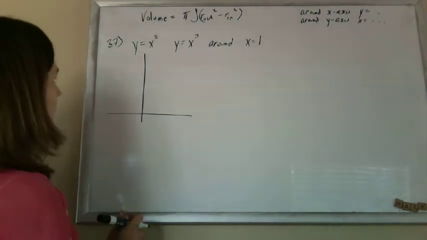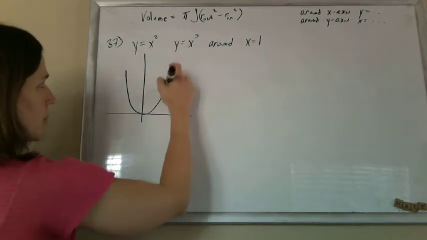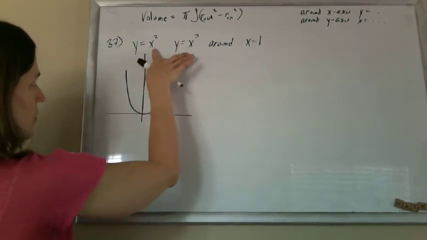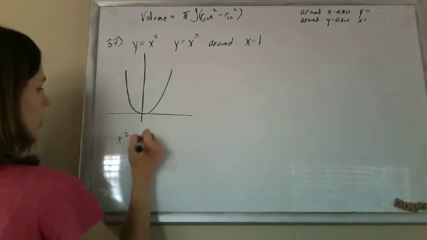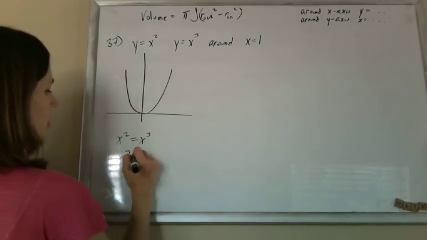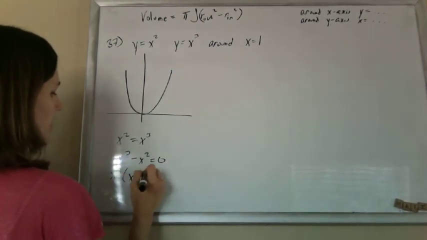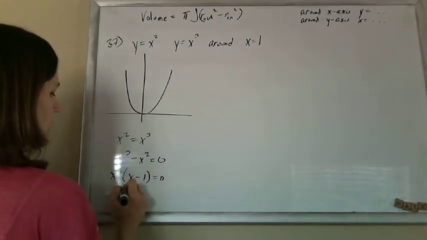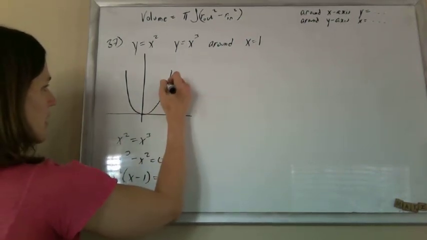So we have y equals x squared, which we know is a parabola. We know that they meet at 1, right? Because when x is 1, y is also 1. You could do a quick check: x squared equals x cubed, so x cubed minus x squared equals 0, x squared times (x minus 1) is 0, so x is either 0 or 1. So that makes sense, they meet at 0 or 1.